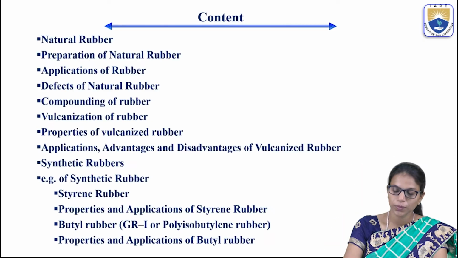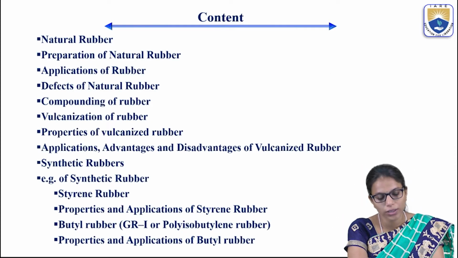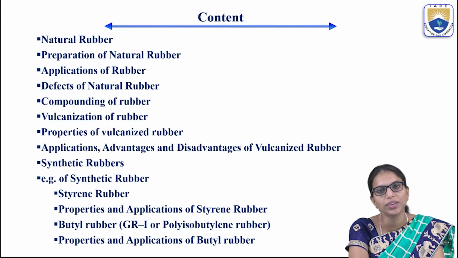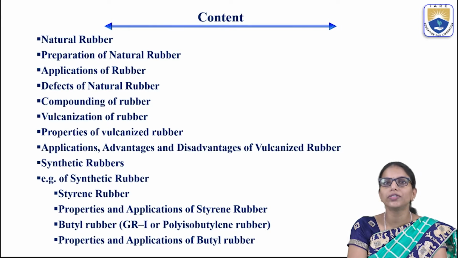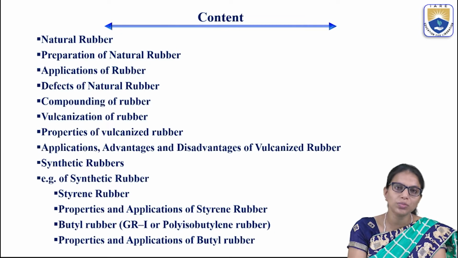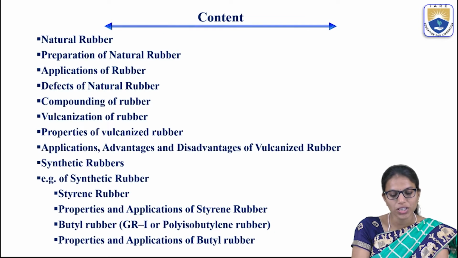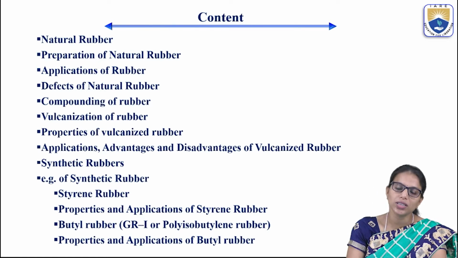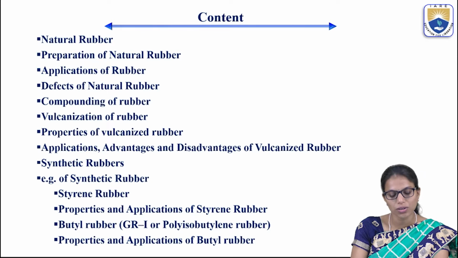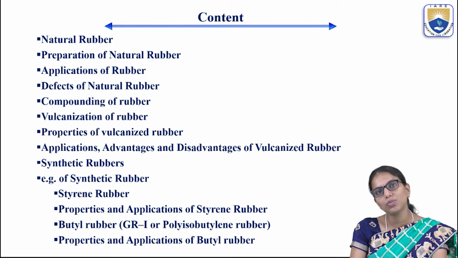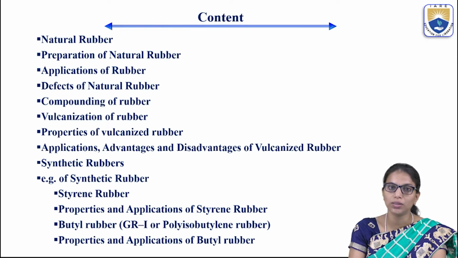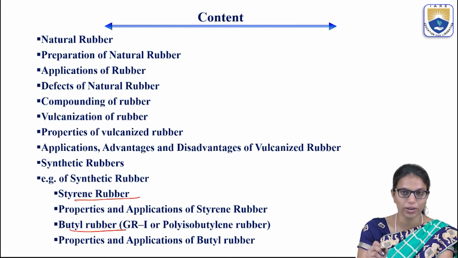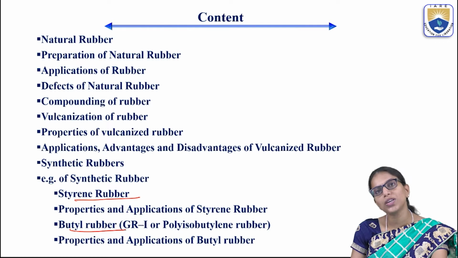rubber. So in this lecture, we will cover a few contents: natural rubber, preparation of natural rubber and application of rubber. What are the defects of natural rubber? What are the compounding and vulcanization of rubber? What are the properties, applications, advantages and disadvantages of vulcanized rubber? Apart from that, we will discuss the meaning of synthetic rubber and a few examples, that is styrene rubber and butyl rubber, and their properties and applications.